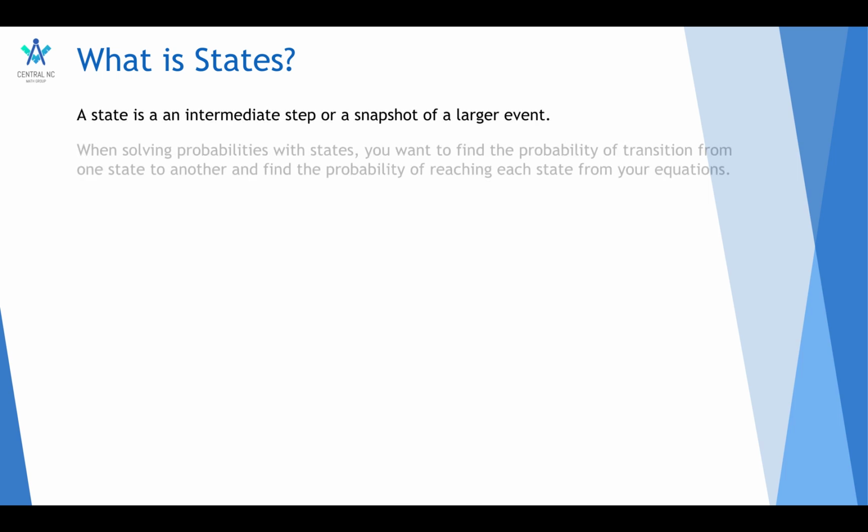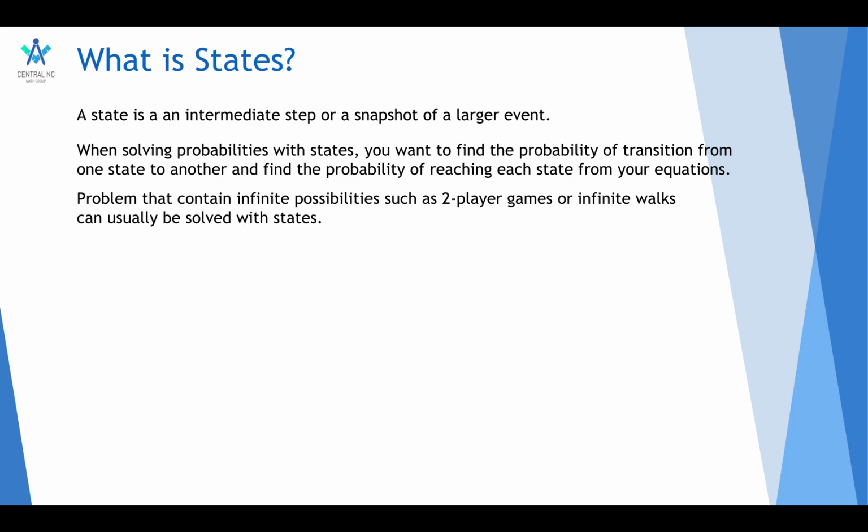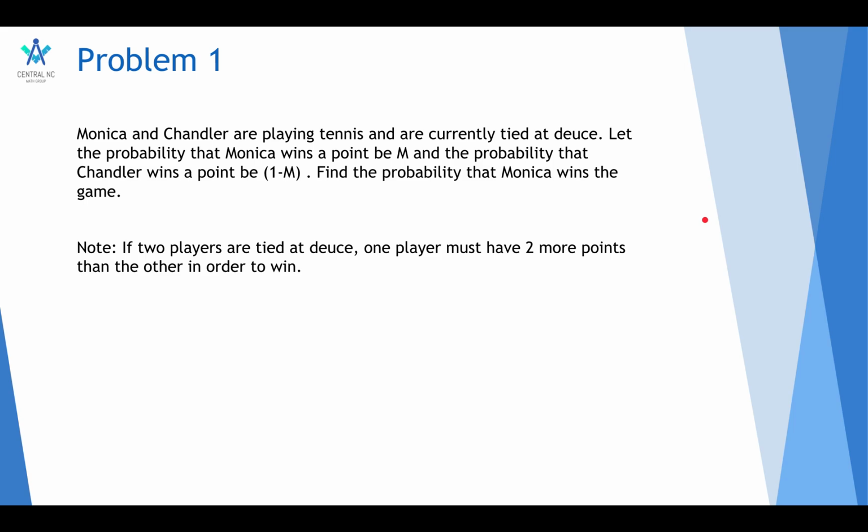So, what is states? States is a way of solving probability questions which typically involve a person or some sort of object that can literally be in many different states. It can transition from one state to another with a given probability. Generally, these problems will involve some sort of random process that terminates under a certain condition. So it could be a two-player game or an infinite walk. The concept is best illustrated by examples, so let's do one.